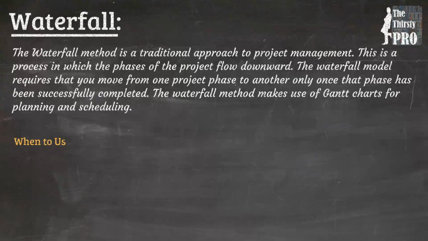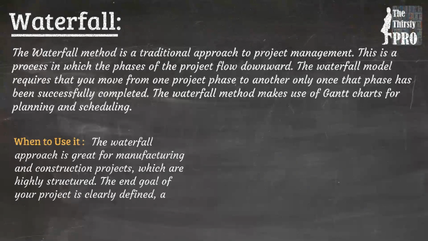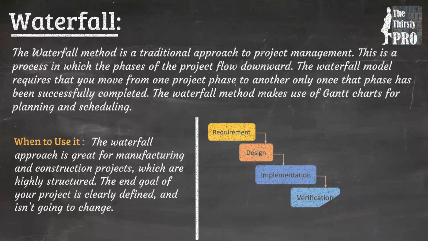When should we use this method or approach? The waterfall approach is great for manufacturing and construction projects, which are highly structured. We should use this when the end goal of the project is clearly defined and isn't going to change. We can better understand this through the graphical representation. When the first phase of requirement collection is complete, then the next phase of design and analysis will start. Similar criteria is followed for all next phases. Hence, all activities are done sequentially till it is complete.